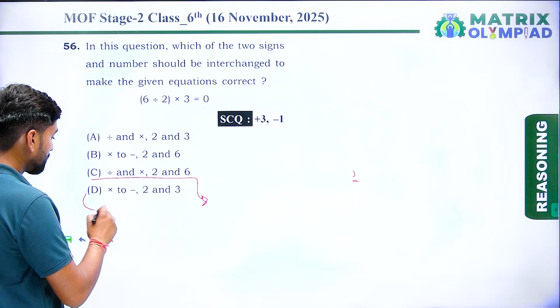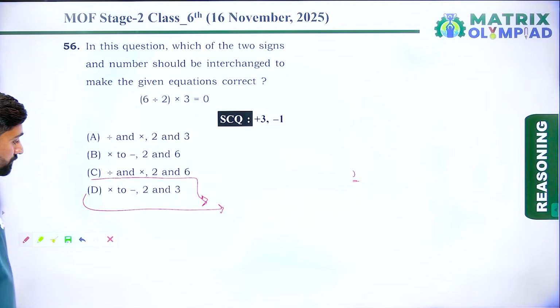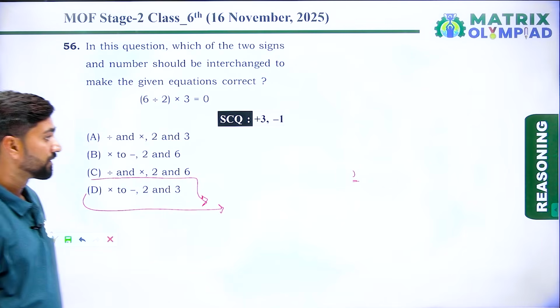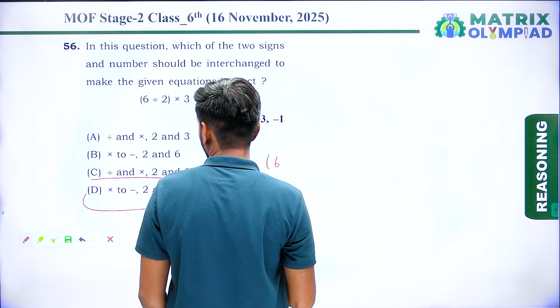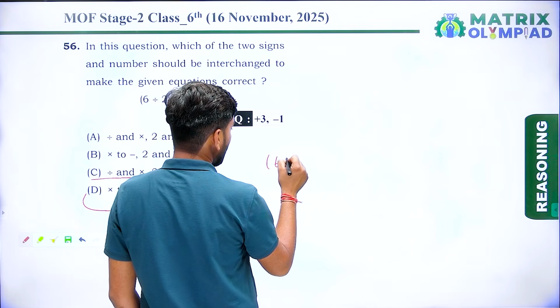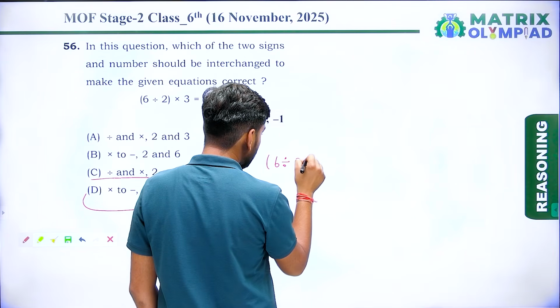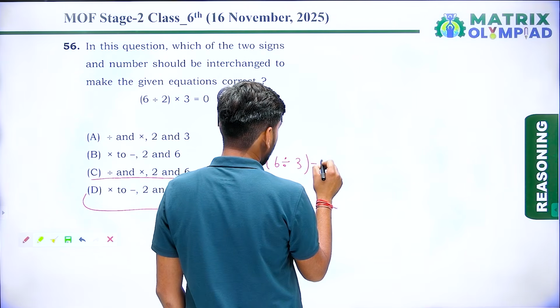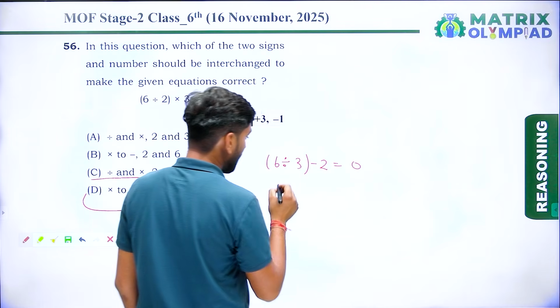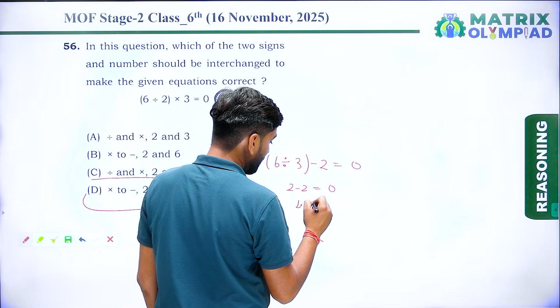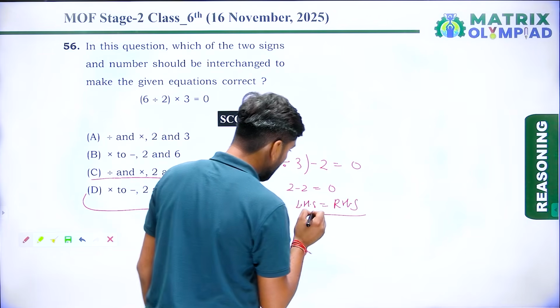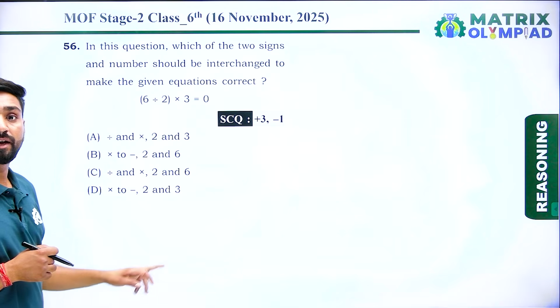Let's check option D. In option D, we have to change multiply to subtraction and 2 with 3. For divide we don't have to change anything. So 6 divided by 3, and in place of multiply we have a subtraction. If we solve this equation, we get 2 minus 2, which is equal to 0. So our LHS is equal to the RHS. So option D is the right answer of this question. Let's move to the next question.